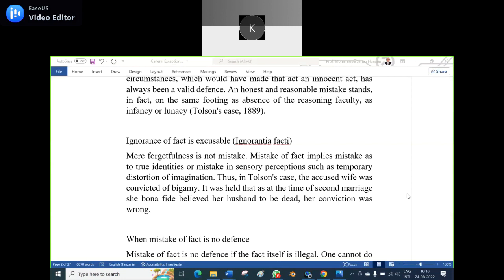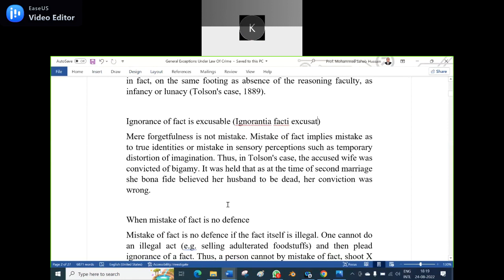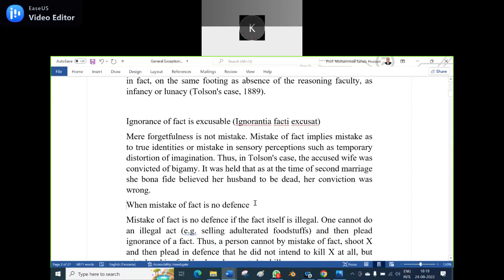Ignorance of fact is excusable. The full form is ignorantia facti excusat. Mere forgetfulness is not mistake. Mistake of fact implies mistake as to true identities or mistake in sensory perceptions, such as temporary distortion of imagination. For example, he has arrested Z, mistaking him for Y. So that is because of his imagination.